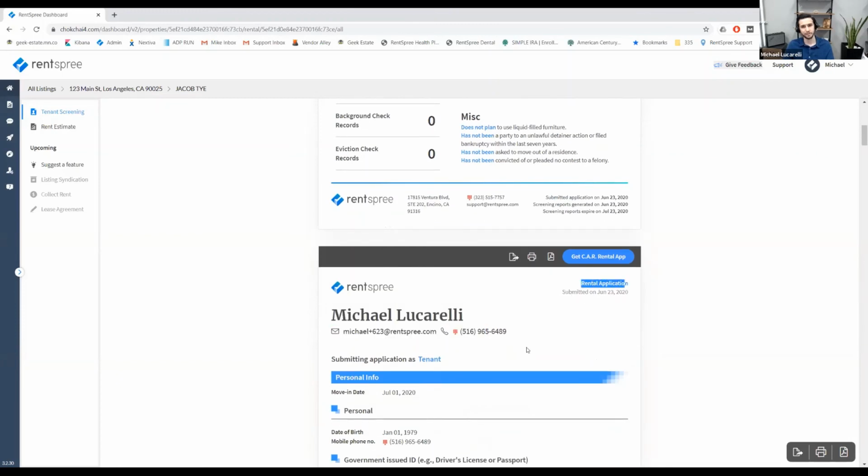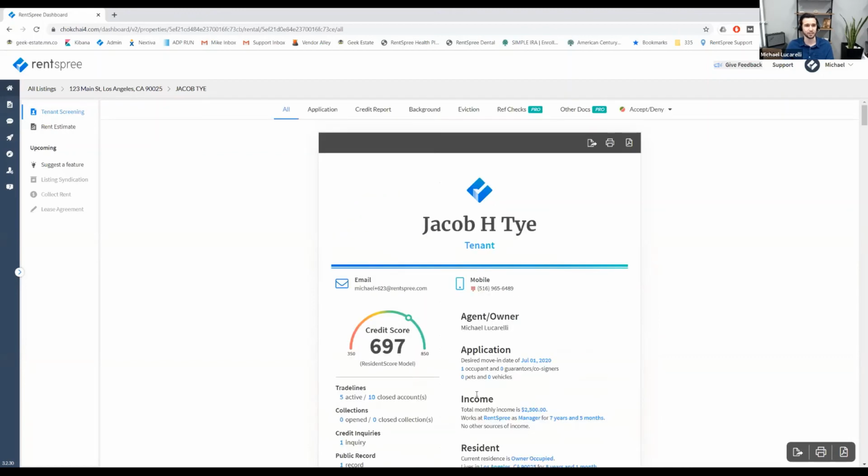Going further on, I'll see the fully detailed screening reports, such as the credit report, background, and eviction history. Now, one thing I mentioned is that you can share reports on Rentspree. So let's say you had a lease listing and you wanted the landlord to take a look and let you know what they think. Hey, maybe this is a good applicant. You take this applicant and hit share, which is right here at the top of the reports.